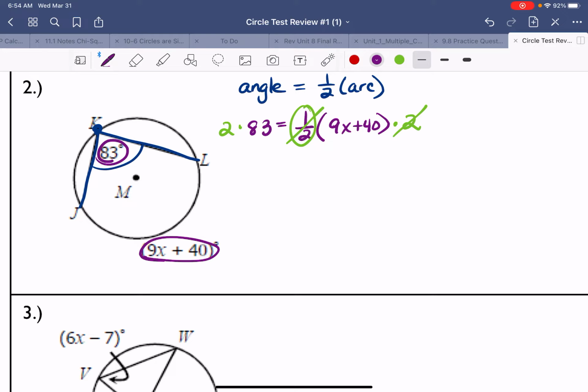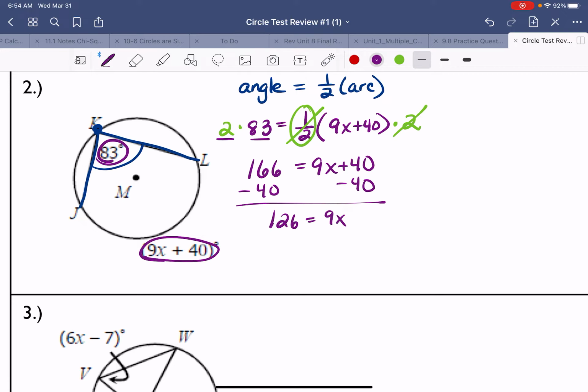And now you pretty much have what some teachers have already taught. We just took an extra step. So then 2 times 83, what does that give me? That gives me 166 is equal to 9x plus 40. I'm going to subtract 40 from both sides. I get 126 is equal to 9x. And then 126 divided by 9 finally gives us x equals, I guess I'll show the dividing step.